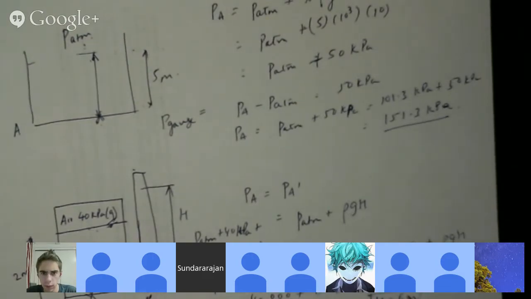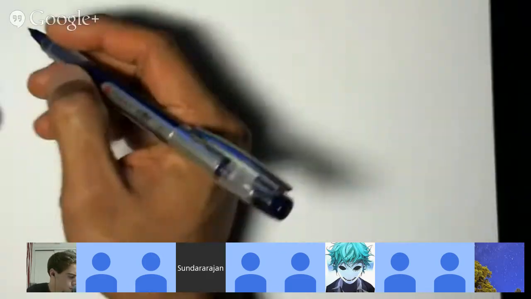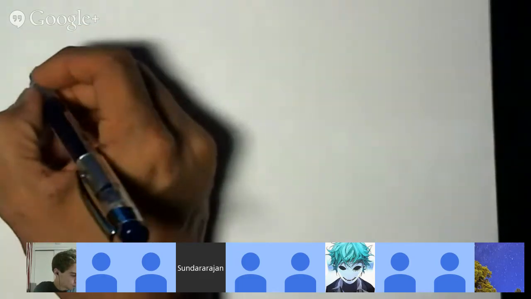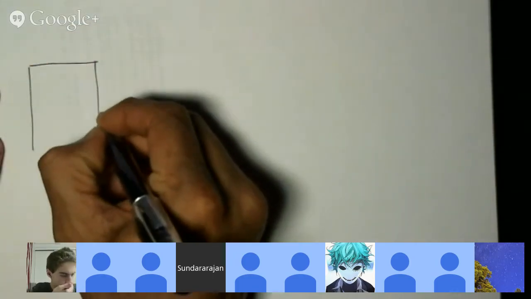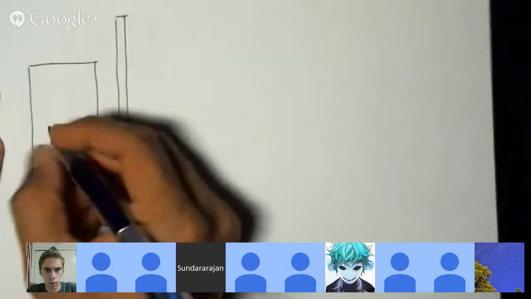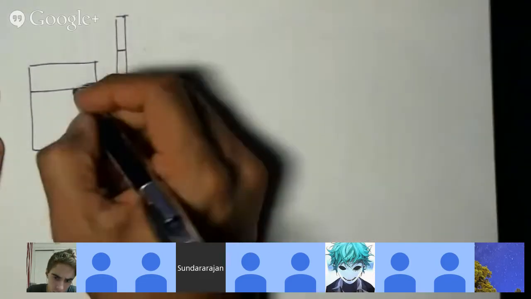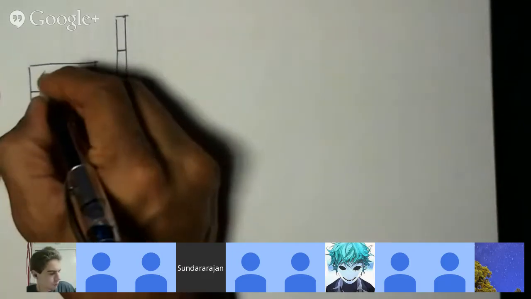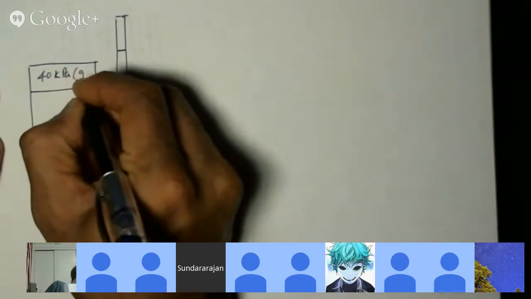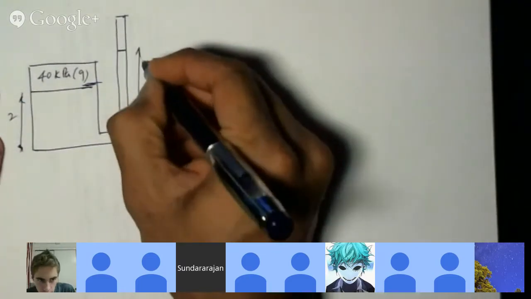Professor, could you explain 16 again? 16, the same one that we did? Yeah. Okay, so let me draw this again. Are you talking about 16 on the homework? Yeah. So this is 40 kilopascals gauge, and this is given to be 2, and we're asked to find what this H should be.